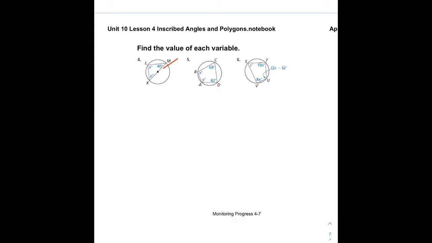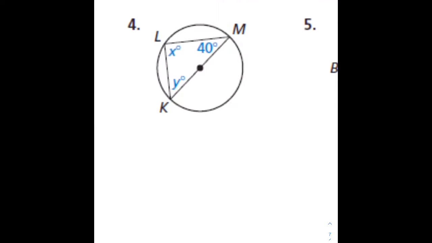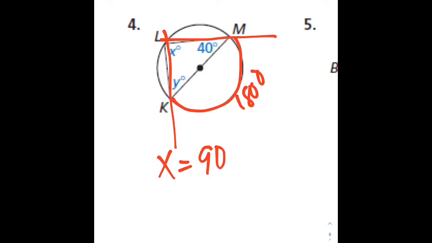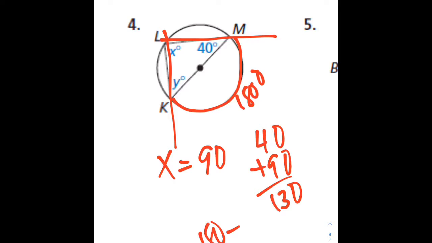Let's do some more finding a few variables, and then we're about done. All right, so in this problem, I notice that this diameter is the hypotenuse of this triangle. That means this has to be a right triangle. Another way of explaining this is if you look at that inscribed angle, we know that the degree measure of that arc is 180, so x has to be half of that. And then 40 plus 90 gives me 130, and when I subtract that from 180, that means y would have to be 50 degrees.